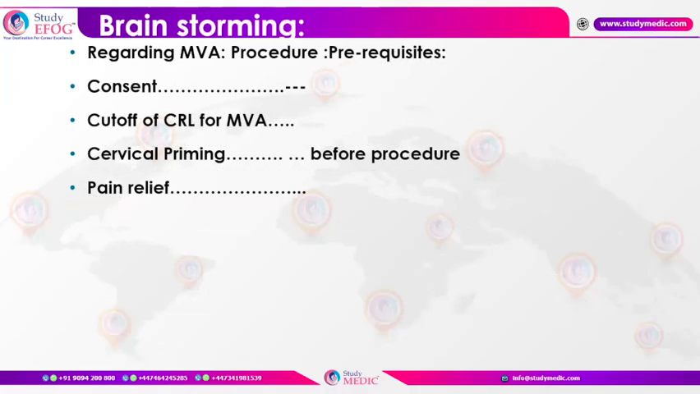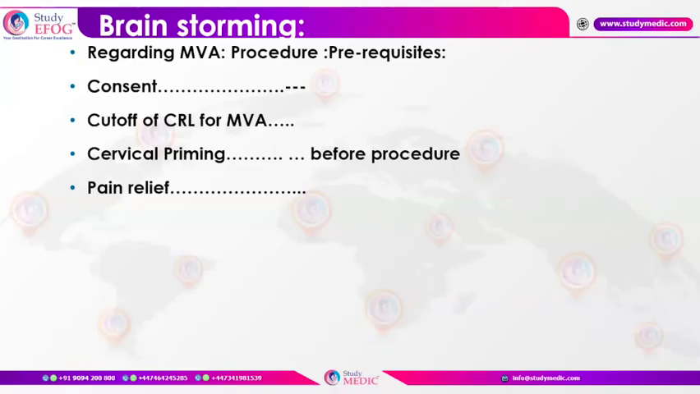Now let's talk about something: manual vacuum aspiration. Whenever there is a miscarriage or incomplete miscarriage, medical management is failing, or the patient is opting for surgical management, we have the option of manual vacuum aspiration. It can be done under general anesthesia. It can also be done under local anesthesia.